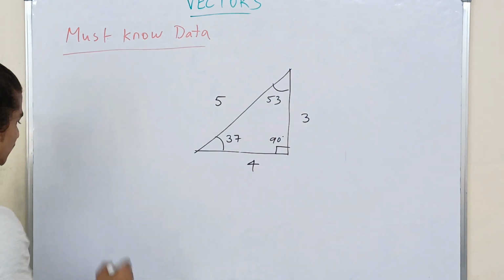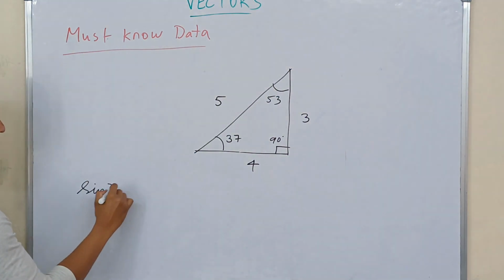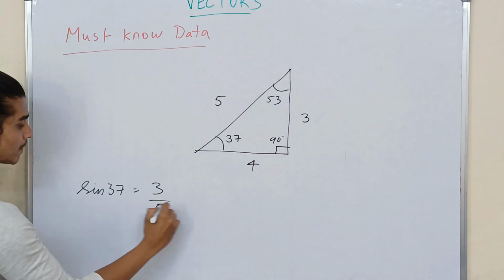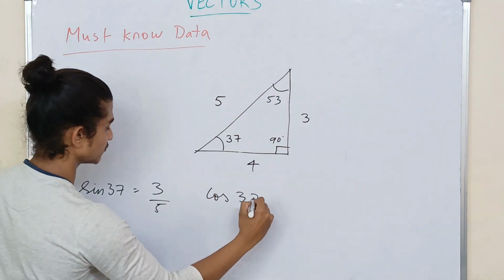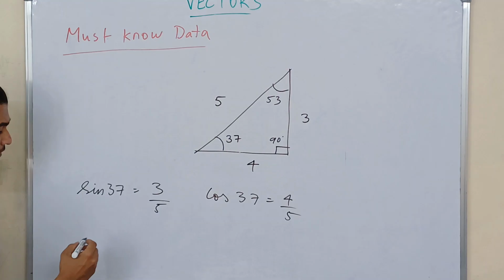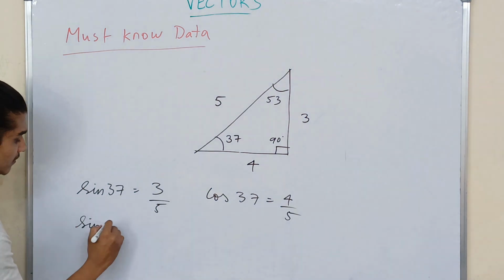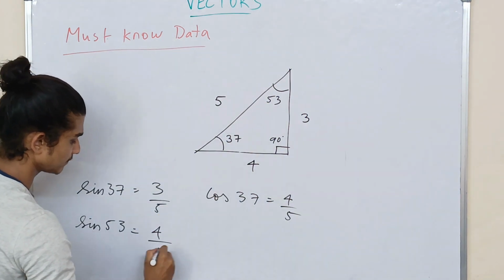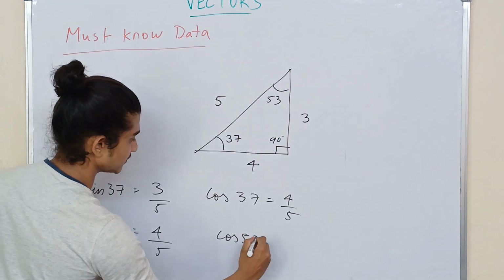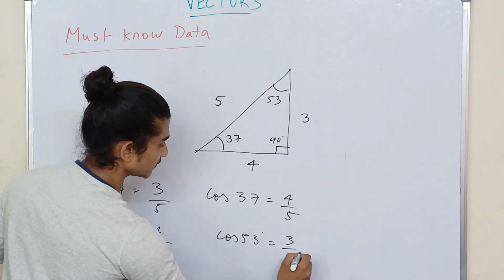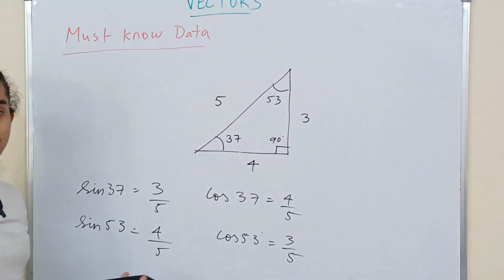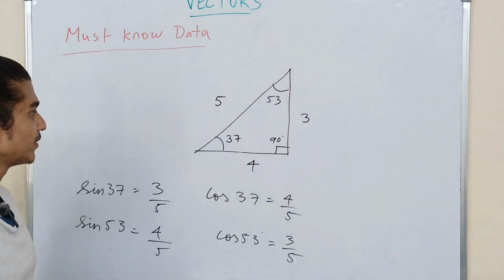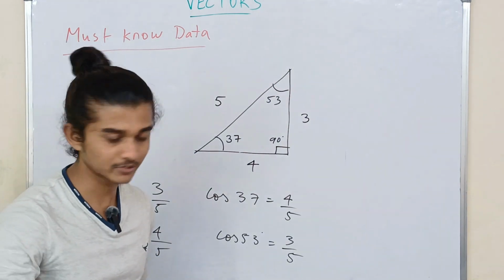So sin 37 is going to be 3 by 5, cos 37 is going to be 4 by 5. Whereas sin 53 is 4 by 5, and cos 53 is going to be 3 by 5. Whereas tan you can just do as sin by cos, so the remaining trigonometric values you can come to conclusions about.